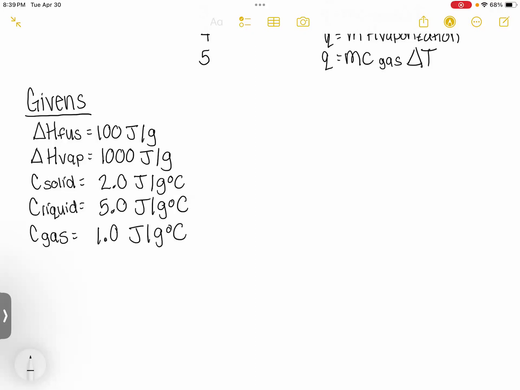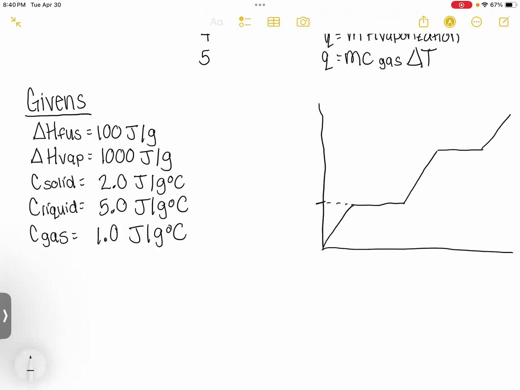You also need to be either given a heating or cooling curve, or you need the phase changes to where you could draw a heating or cooling curve. For this substance, it is going to melt at a temperature of 15 degrees Celsius, and it is going to boil or evaporate at a temperature of 35 degrees Celsius.